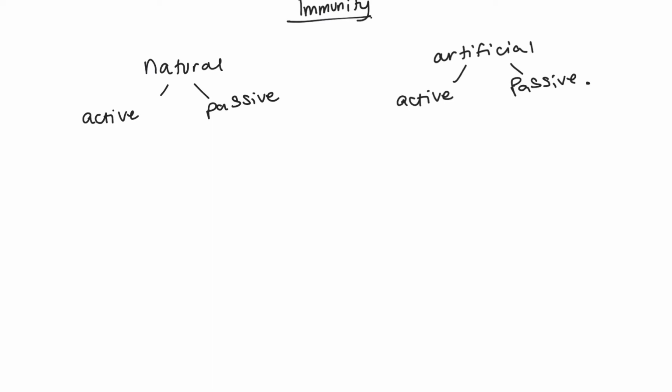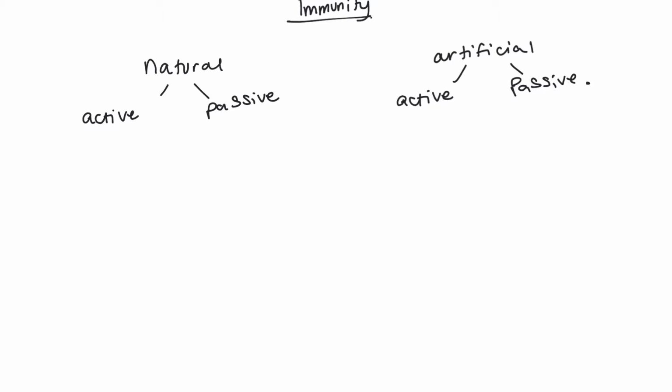Hello everyone. In this video I'm going to be talking to you about vaccinations. But I'm just going to start off by talking about immunity in general. So there are different types of immunity that you can have. The immunity that we are most familiar with is natural active immunity.